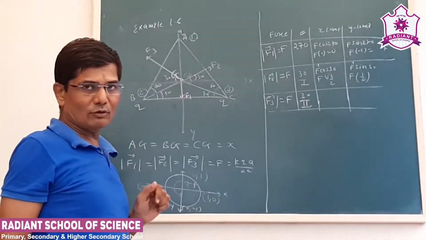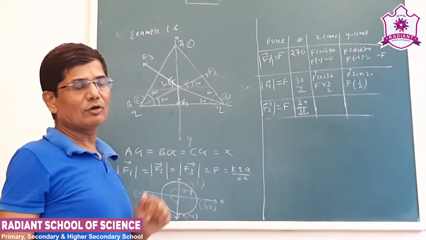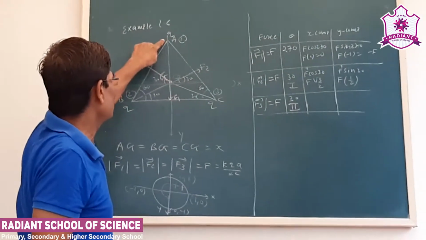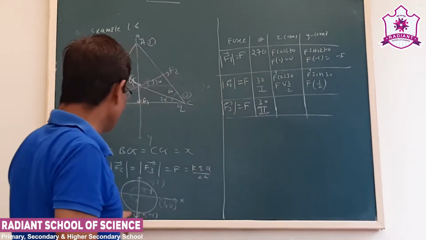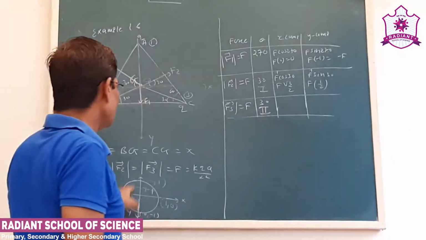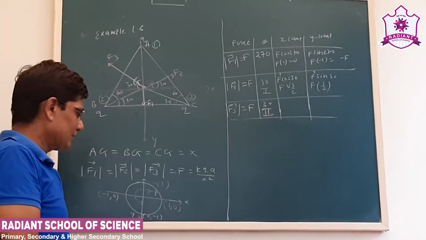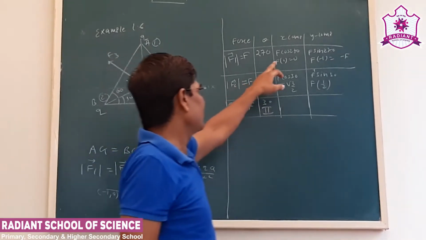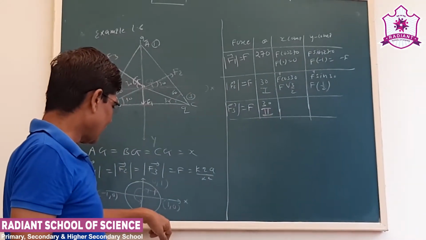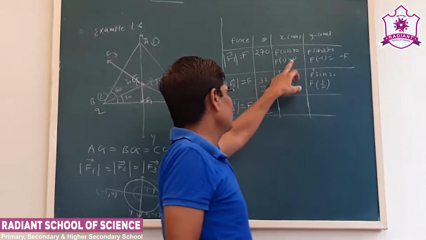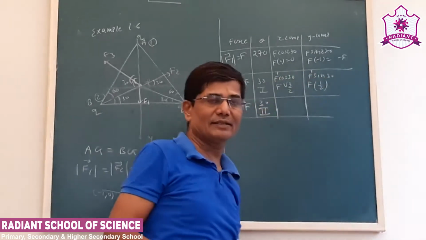Now force is a vector quantity, so we see the components. The force F1 between Q and capital Q is a repulsive force. The angle is 270, that is along the negative y-axis. The components will be F cos 270 and F sin 270. F cos 270 is 0, F sin 270 is minus 1. So F into 0 is 0, and F into minus 1 is minus F.